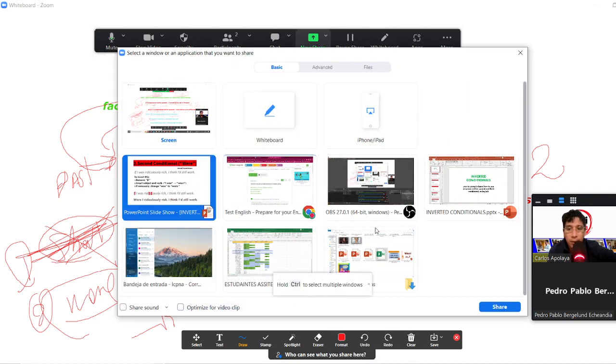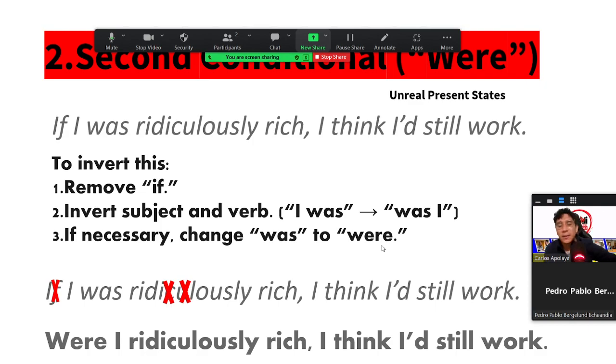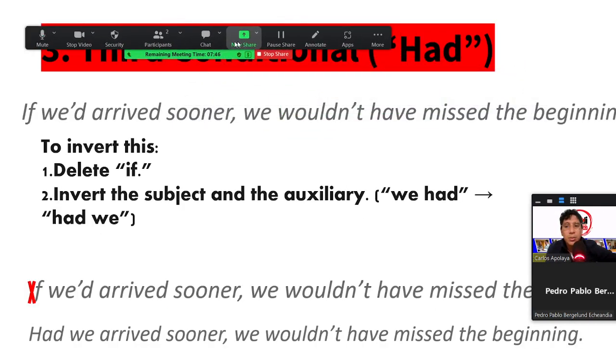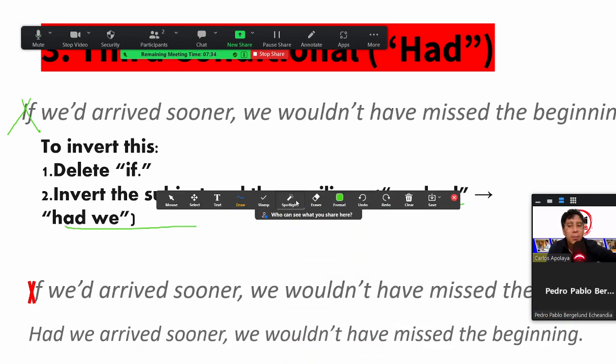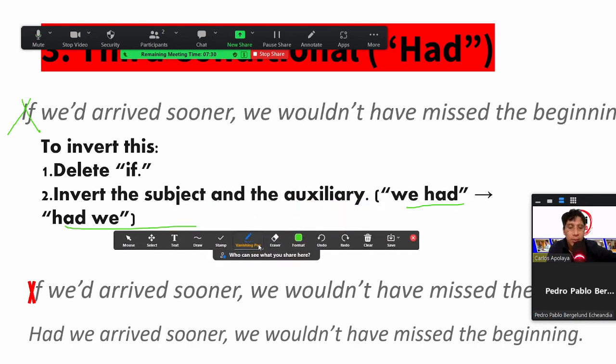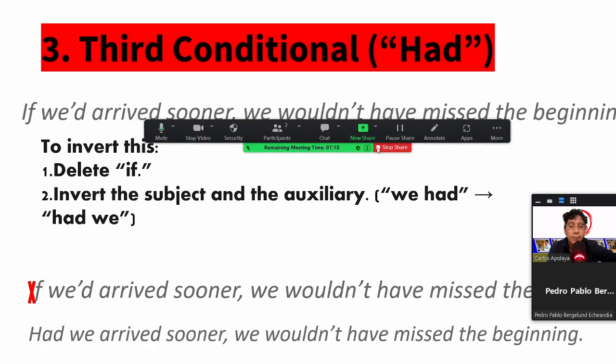So let's go. Continuemos ahora con la third conditional. La third conditional: if we had arrived sooner, we would have missed the beginning. Had we arrived. No sooner had we arrived. Any questions?